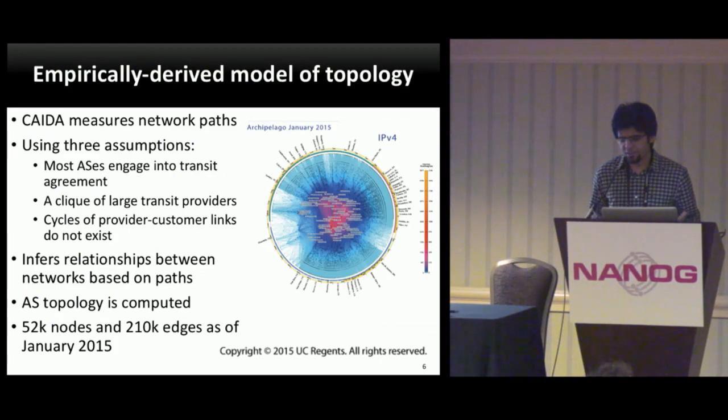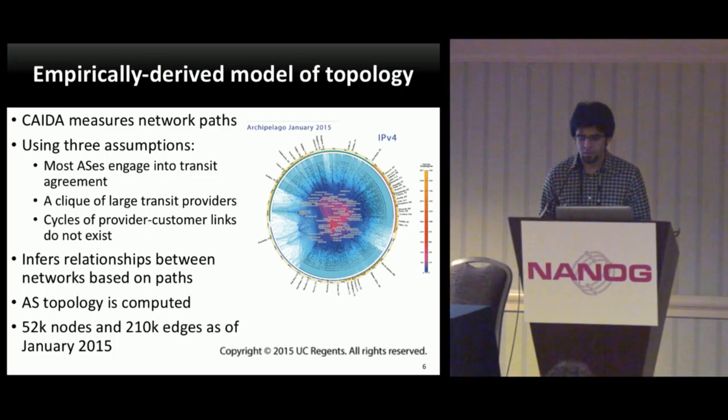So CAIDA measures BGP paths through a bunch of route collectors from RouteViews and RIPE. And then they use these paths to create an AS topology using three assumptions. One assumption is that most ASs engage in transit relations with other ASs to be globally reachable. The second assumption is that there is a clique of large transit providers, or tier 1 ASs, at the top of the hierarchy. And the third assumption is that cycles of customer-provider links should not exist for routing to converge.